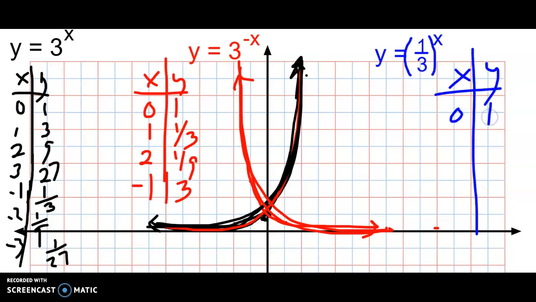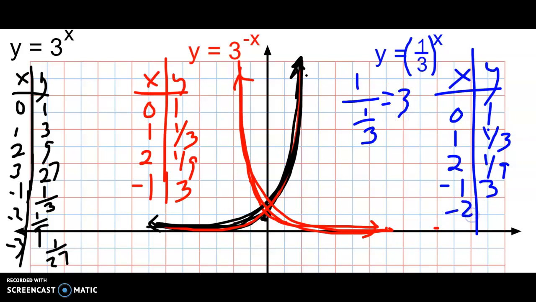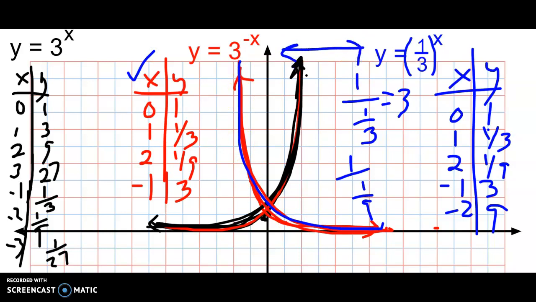Well, 0 is still going to be 1. 1 gives me 1/3 to the 1, that's a third. 1/3 squared is 1/9. Okay, if I do -1, 1/3 to the -1 is 1 over 1/3. Well, that's 3. -2, that's 1 over 1/9. Well, that's 9. I don't know if you noticed, but it's the exact same graph as the red one. Whether I say 1/3 to the x or 3 to the negative x, they're basically the exact same graph.